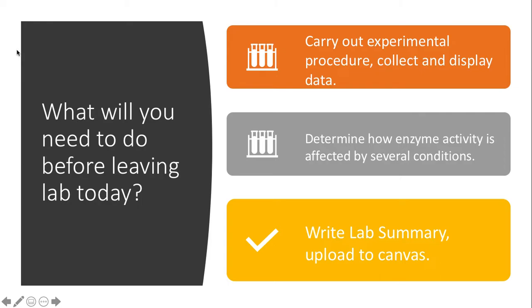So, this week, you're going to virtually carry out an experimental procedure, collect and display data. You'll determine how enzyme activity is affected by several conditions, and then you'll write up your first lab summary, which will include a graph and a citation as well, and upload it to Canvas, as well as your Flipgrid video for the week.